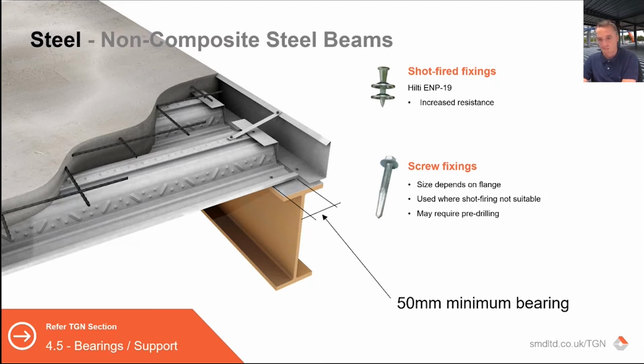You can also, in those scenarios, use screw fixings. That would typically not be a preference. The reason being it takes longer. You may have to pre-drill the flange, but it can be used if there's an issue with using live shot on site. Very, very rare now. There used to be concerns with using live shot, but that's kind of gone away now with health and safety and cost assessments, etc. So the standard fixing would be the Hilti EMP on a non-composite beam, just because it's a higher resistance fixing.